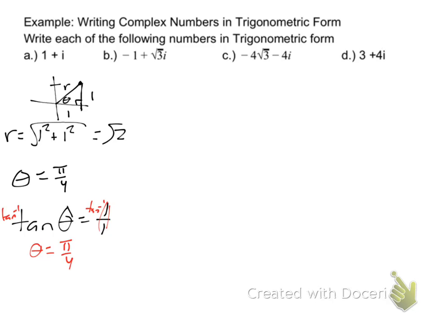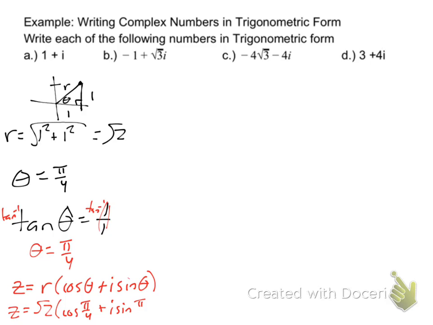So now we know theta. We know r. Write down the formula. Z equals r cosine theta plus i sine theta, and fill it in. Square root of 2 cosine pi over 4 plus i sine pi over 4, and you're done. That's it? That's all we can do?